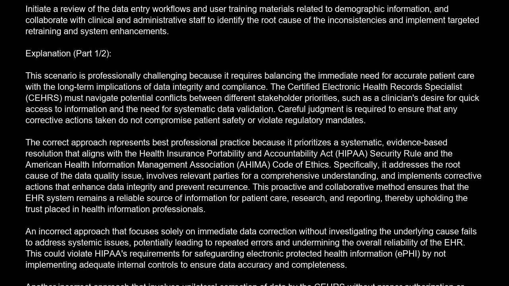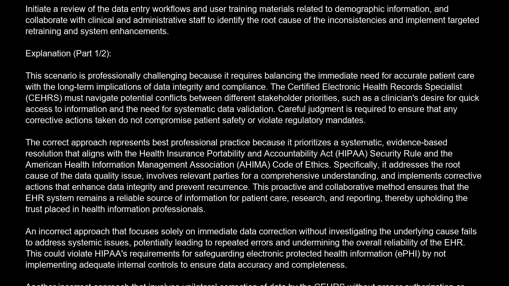Explanation. This scenario is professionally challenging because it requires balancing the immediate need for accurate patient care with the long-term implications of data integrity and compliance. The Certified Electronic Health Records Specialist, CEHRS, must navigate potential conflicts between different stakeholder priorities, such as a clinician's desire for quick access to information and the need for systematic data validation.